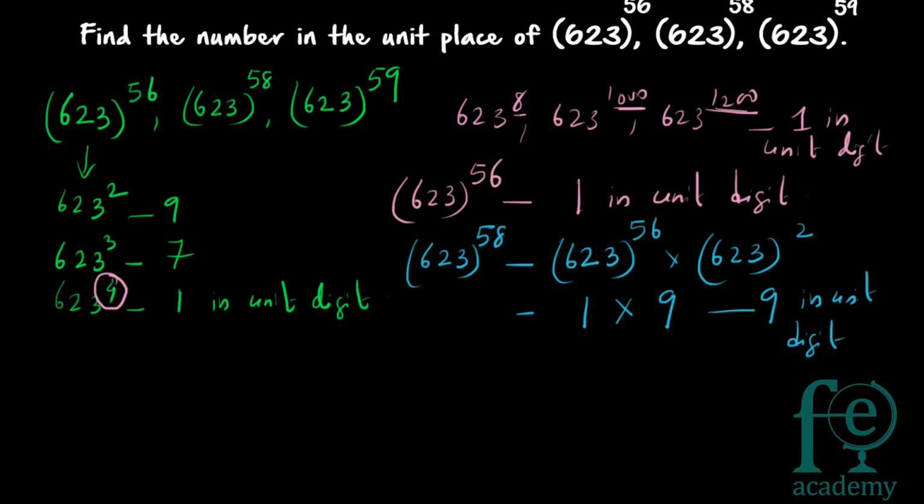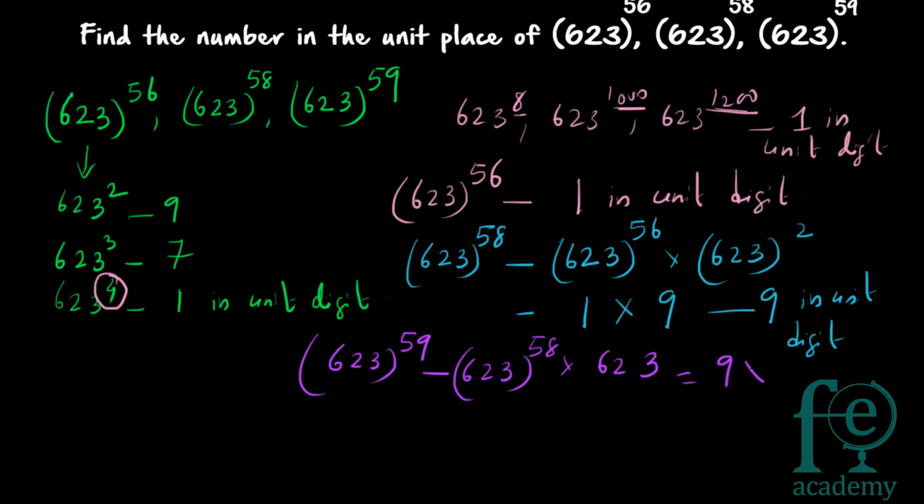So you got the answer to the second part of the question also. Now the third part is: what is 623 raised to 59? You already have 623 raised to 58, so 623 raised to 58 into 623. 623 raised to 58 is having 9 in the unit digit, and 623 is having 3 in the unit digit, so this will be 9 into 3. So totally you will be getting 7 in the units place for 623 raised to 59. In this way you can easily find out any power of 623.